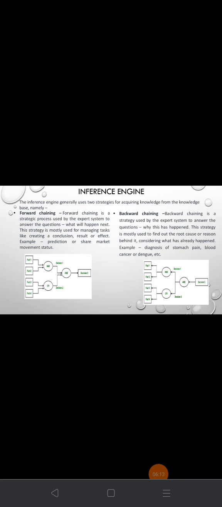And next, backward chaining. Backward chaining is a strategy used by the expert system to answer the question why this has happened. This strategy is mostly used to find out the root cause or reason behind it, considering what has already happened. Diagnosis of stomach pain, blood cancer or dengue are examples of backward chaining.